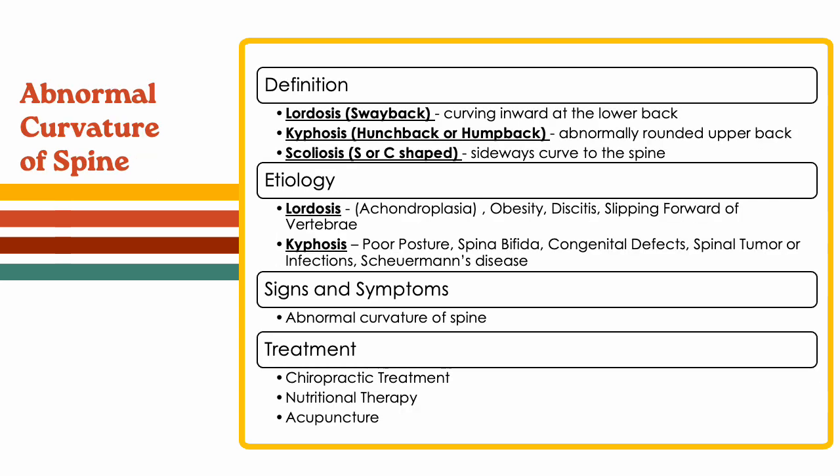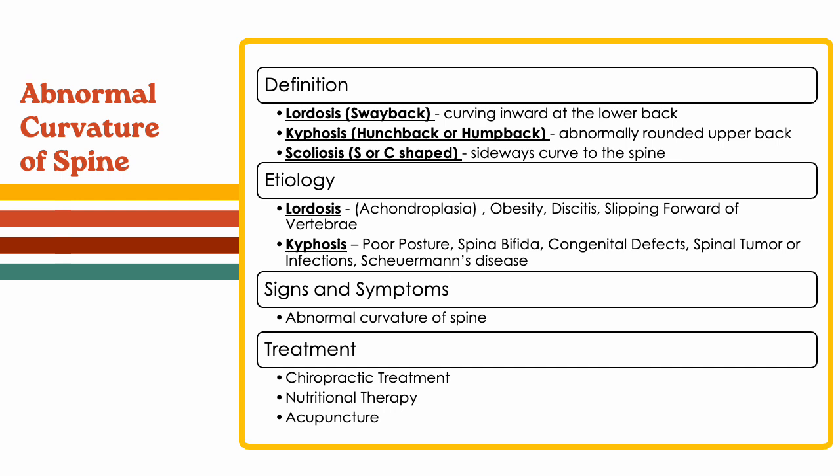So you can have abnormal curvatures of the spine. You have different types. You have lordosis, you have kyphosis, and scoliosis. When we talk about lordosis, that's where you have the curving inward at the lower back, or they also call this a sway back. Kyphosis is also known as a humpback or a hunchback, and you have the abnormally rounded upper back, where scoliosis is where you have like an S or C-shaped curve in your spine.